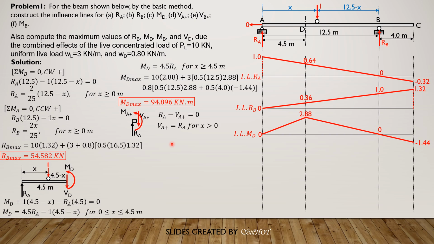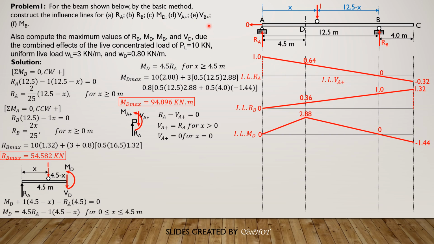Now remember that when x is 0, the unit load is here and RA is 1. So RA, which is 1, minus 1 is 0. So shear just to the right of A is 0. Then beyond that, it is equal to RA. So we have to copy the influence line for RA, and also indicate that this is the influence line for shear just to the right of A.